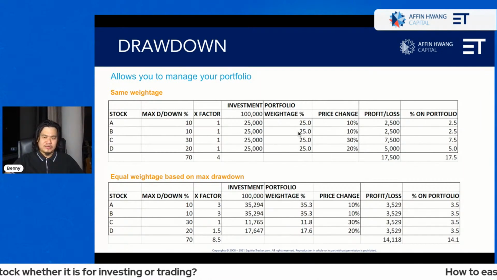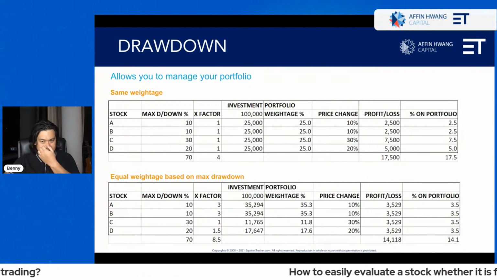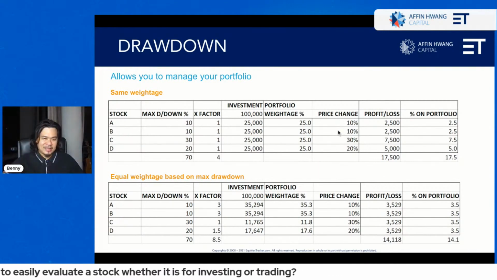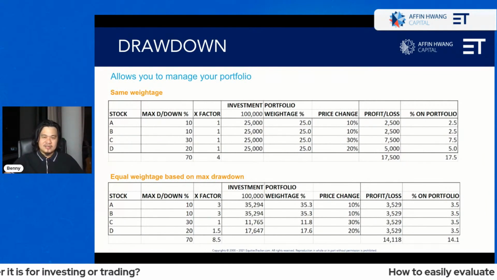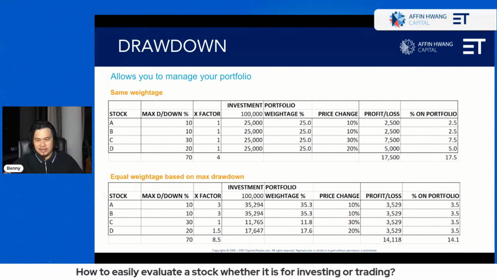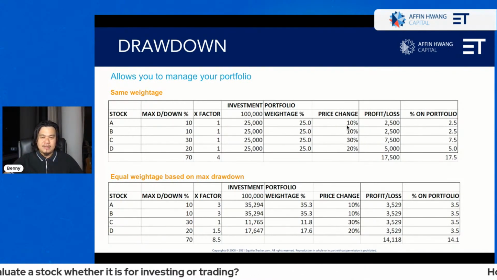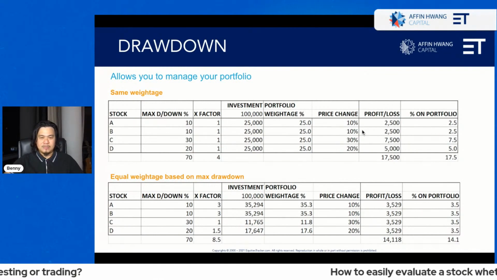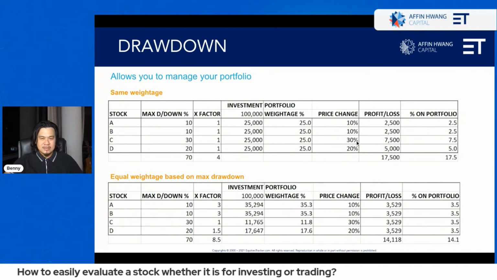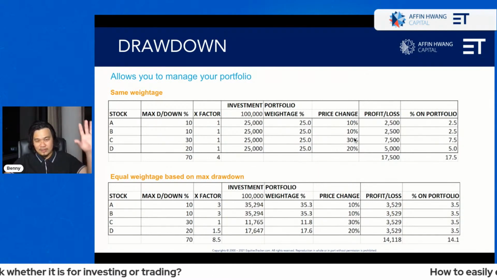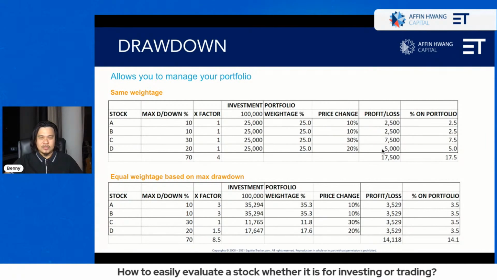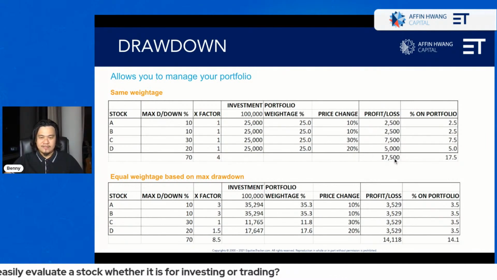Now, let's see what happens if the price changes. Let's say in the maximum drawdown, the price can go up or down. So you go down 10%, this one goes down 10%, this one goes down 30%, this one goes down 20%. All the stocks went to the maximum drawdown. So stock A, 10% of 25,000 will be 2,500. Stock B, which has the same weightage, also went down 10%, also lost 2,500. Stock C, because it's more volatile, has gone down 30%, so that will be 7,500, and stock D went down 20%, which gives you a loss of 5,000. So you basically lose 17,500.